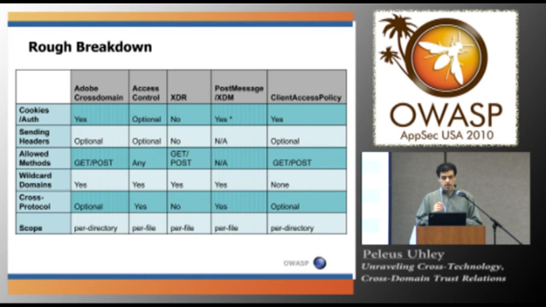But each group has a slightly different philosophy as far as what type of methods are allowed, whether headers are allowed, whether they support wildcard domains, whether it allows cross-protocol, what the scope is of it. So for instance, with Flash and Silverlight, you can get a refinement down to per directory. With HTML5, you can actually get refinement down to the file.